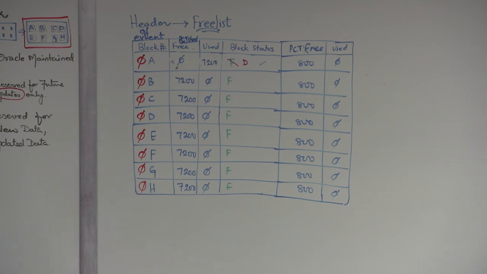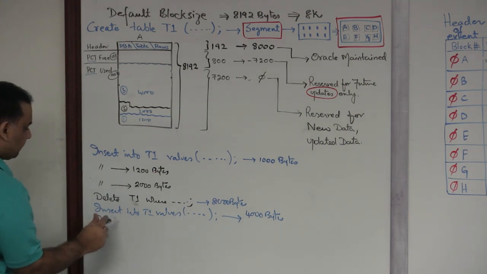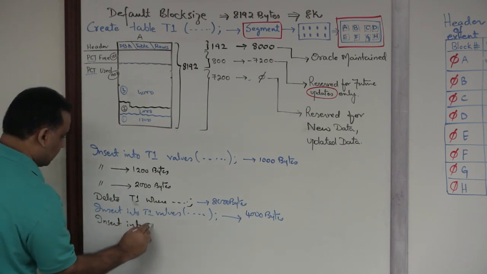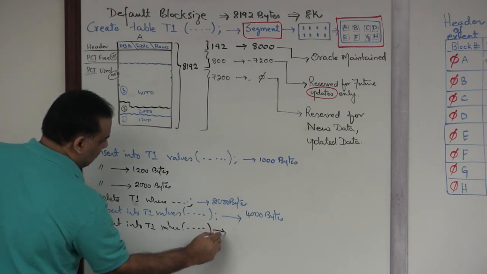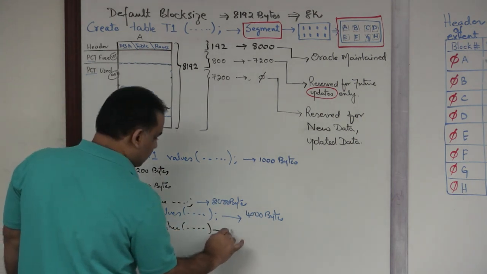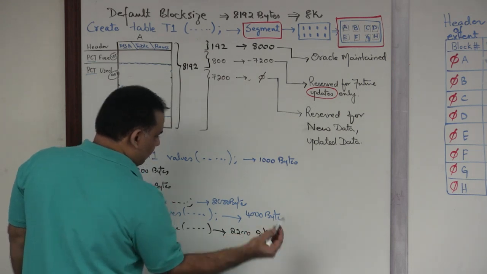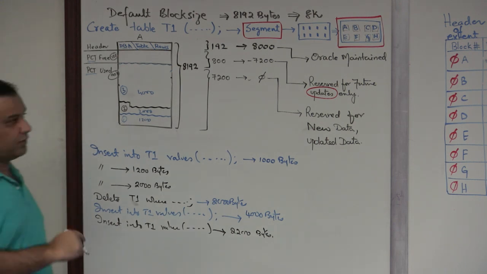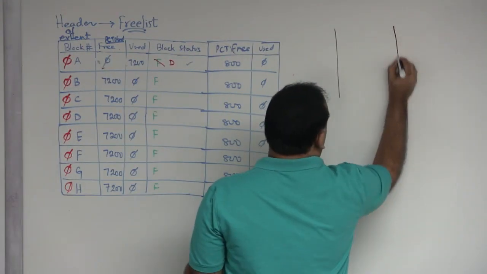So now the user says, I want to add a new row. So let's say insert into T1 values, and then some values. This time the values are 2200 bytes. What do you think will happen now? Which block is it going to target? Block B. All right, so here, let's look into block B now.